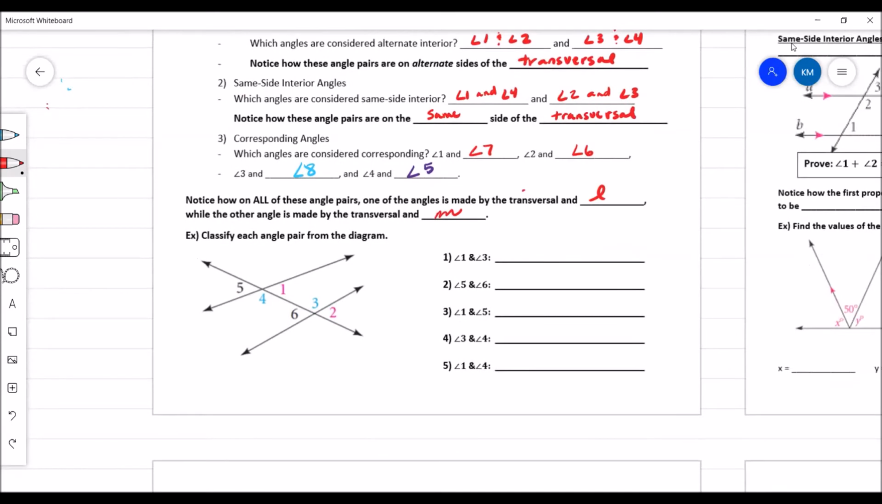Down here they're asking us to find these and label them with an angle pair if possible. So we see angle 1 and angle 3. This line we identify as the transversal. Angle 1 and angle 3 then would be same side interior angles. Angle 5 and angle 6 is top left, corresponding angles.